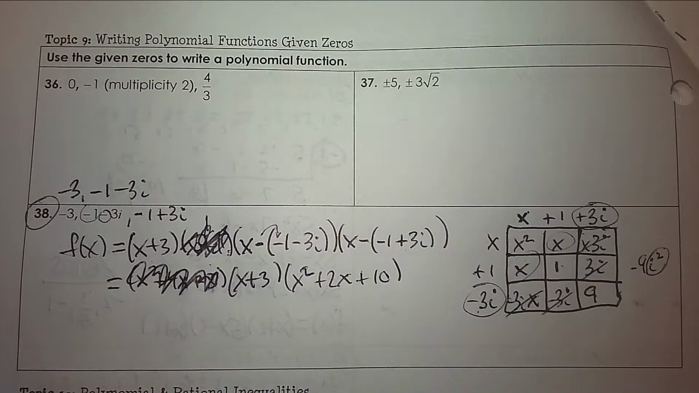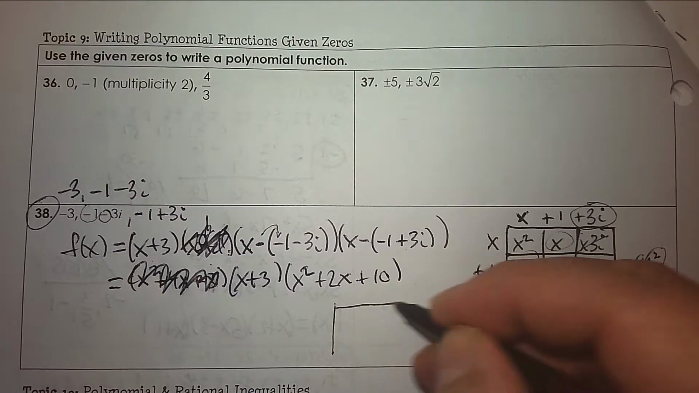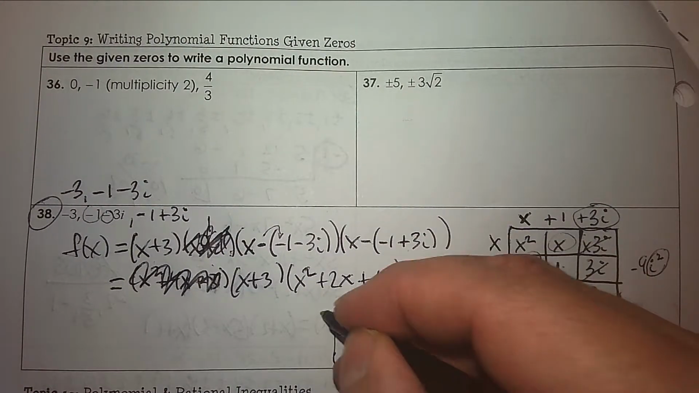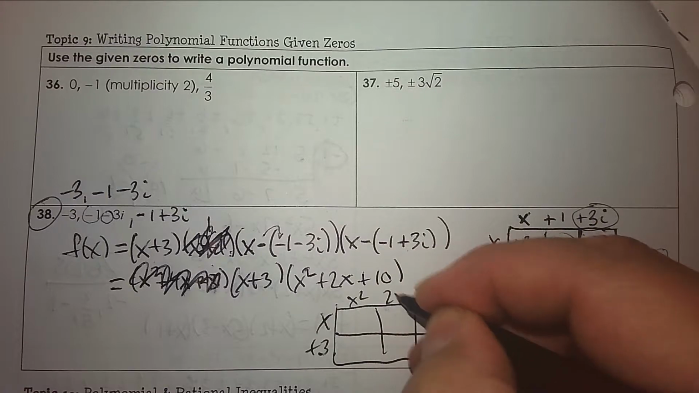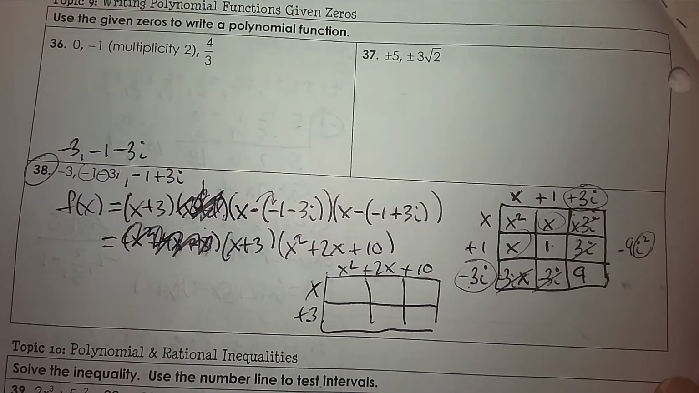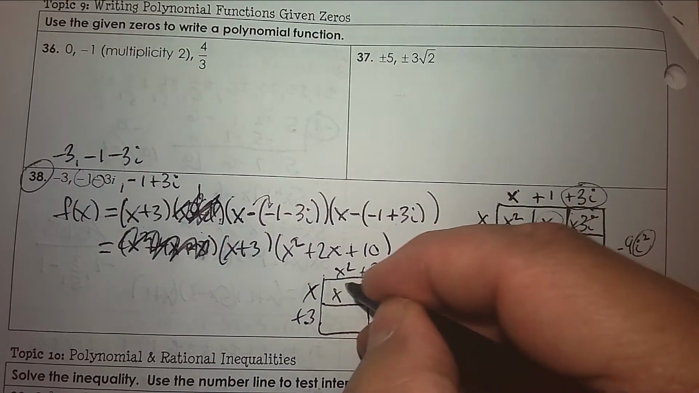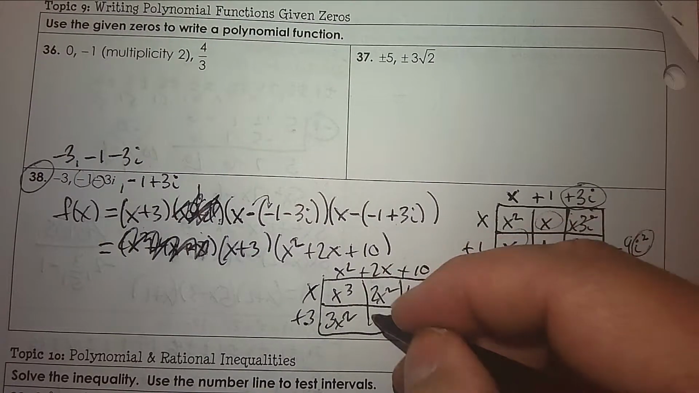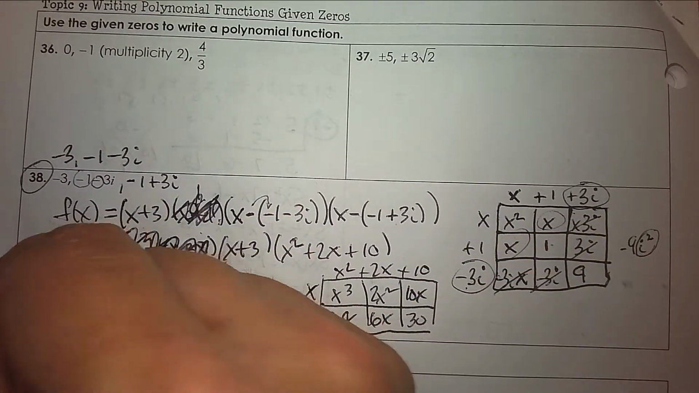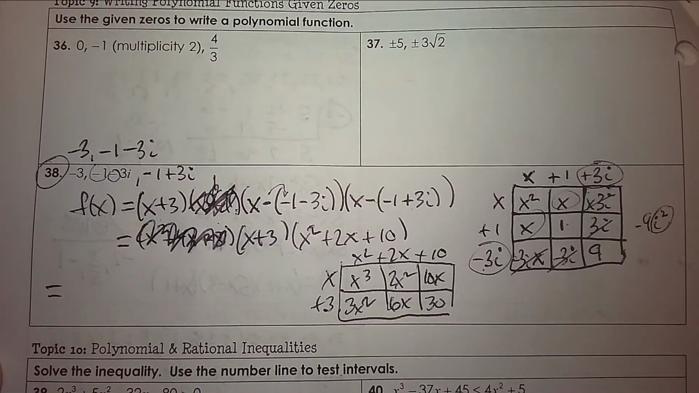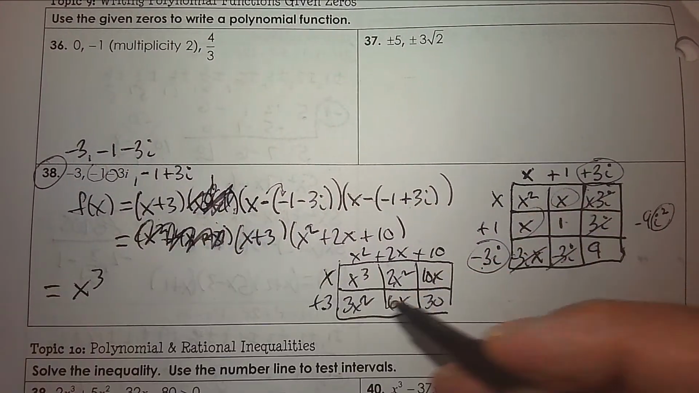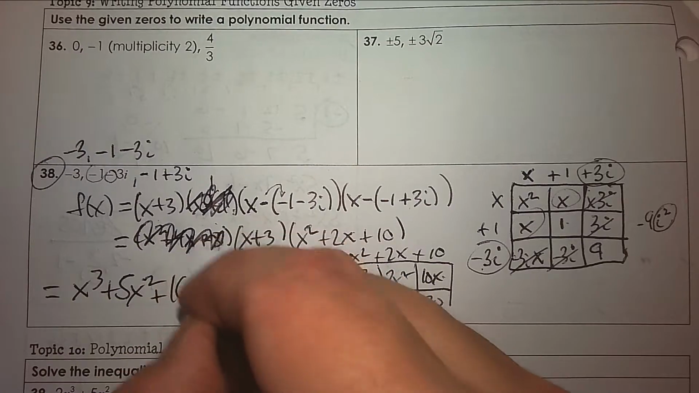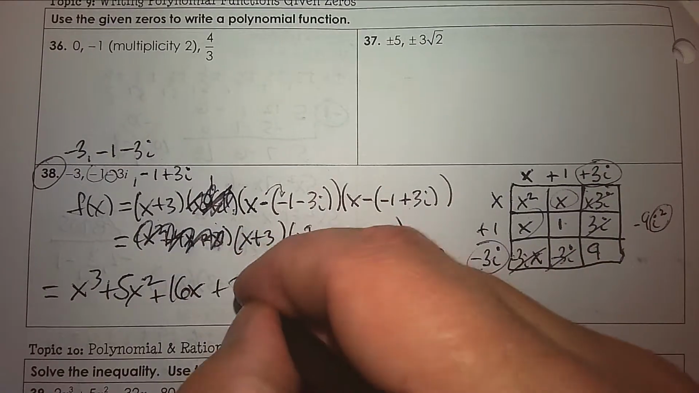We have one more box we need to do. What size of box will this one be? A 2 by... And then again, we're going to multiply it out. And now we have our answer. So we have 1x cubed. 3 plus 2 is 5x squared. 6 and 10 is 16x. And then the 30 at the end.